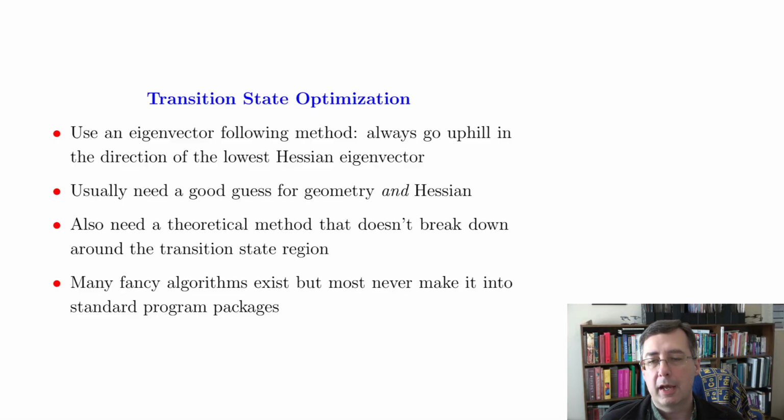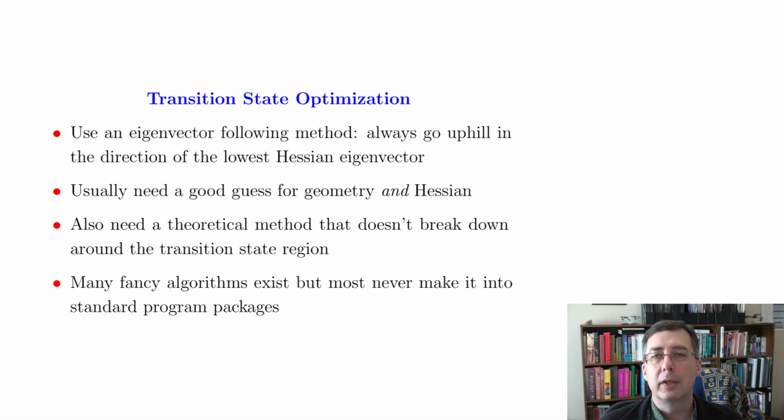Now, of course, sometimes we want to find the transition state instead of the minimum. If we want to compute barrier heights or reaction rates, we need the transition state. You can use an eigenvector following approach to do this, and you just make sure that the code is going uphill in the direction of that lowest Hessian eigenvector, and then downhill in all the other directions.